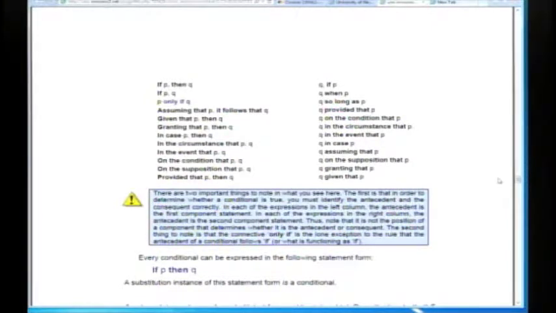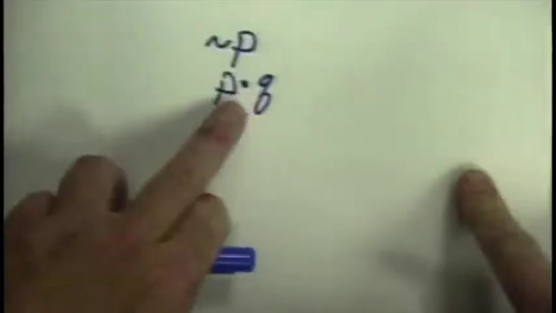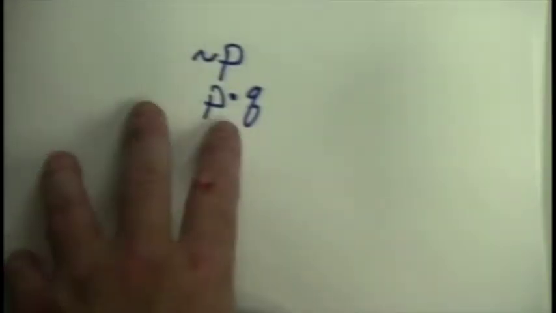Negations have this form, tilde P. The second kind are conjunctions. Conjunctions have this form. The dot here is taking the place of "and." Any two statements can be conjoined with "and," and the result is a conjunction. In order for a conjunction to be true, both conjuncts, that is, the components, have to be true.